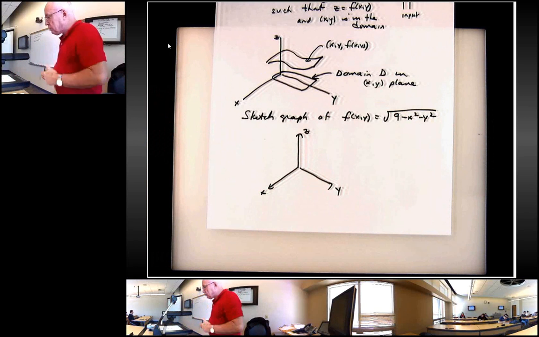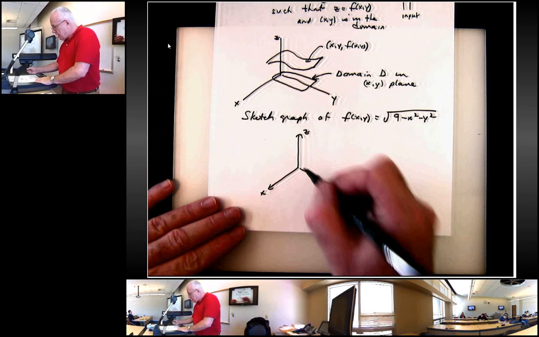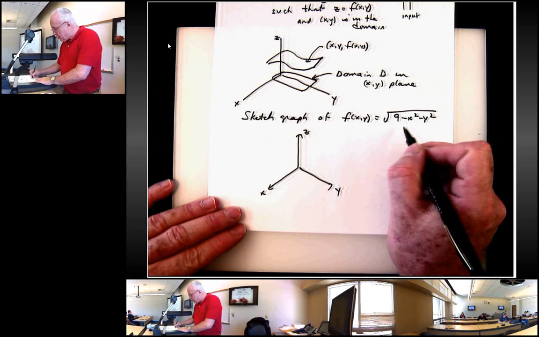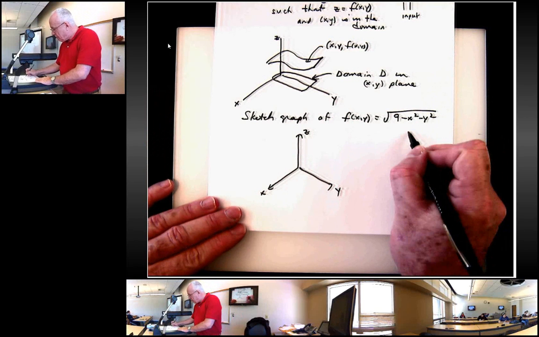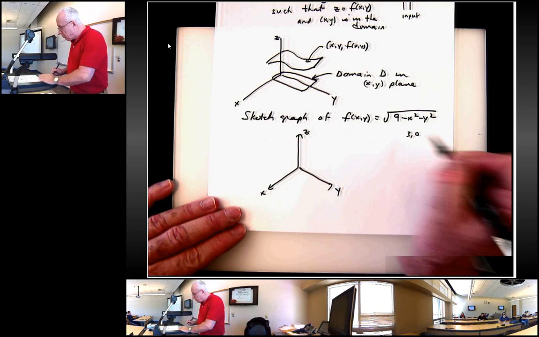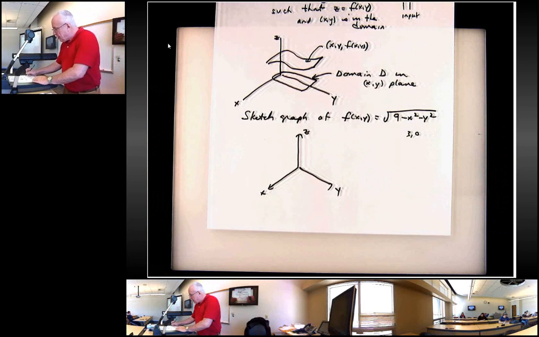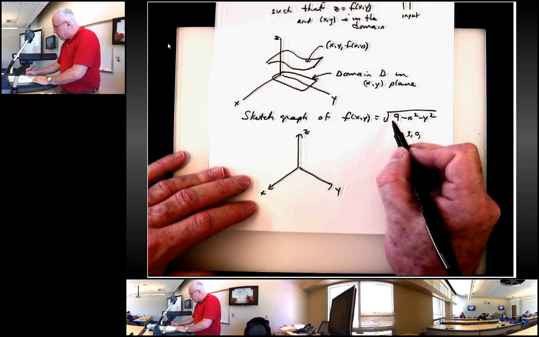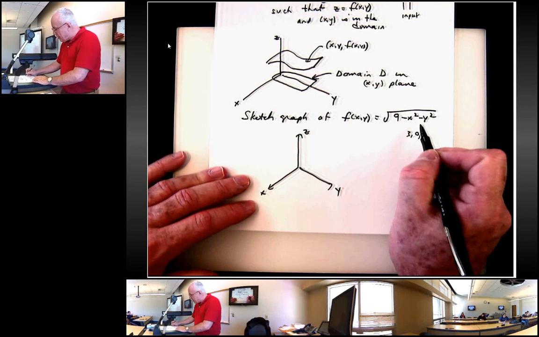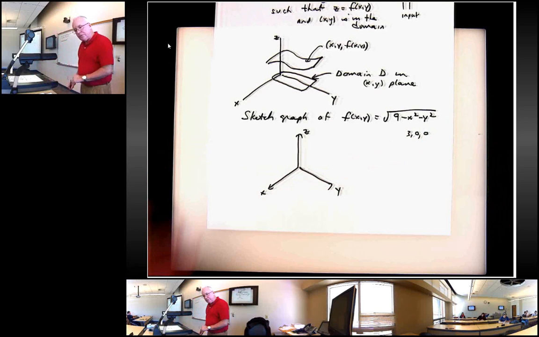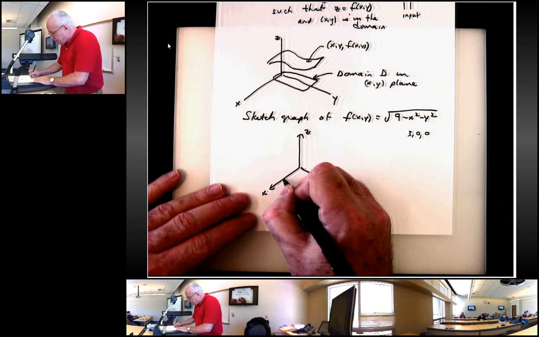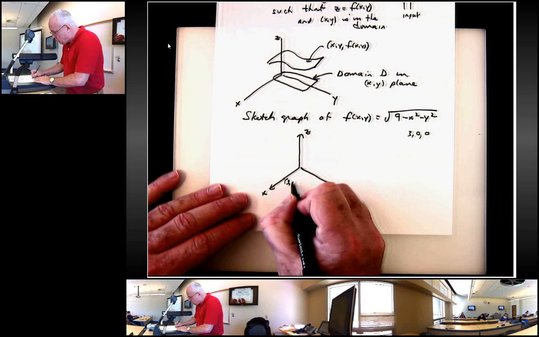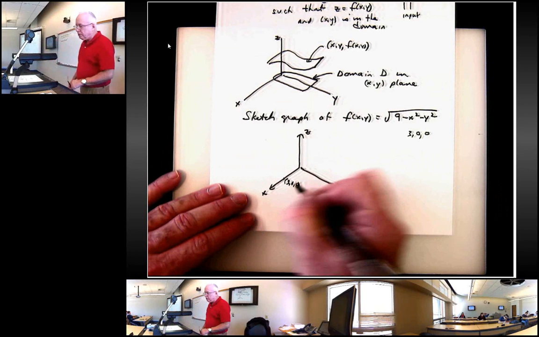Basically, let's just look at a couple of points here. When x is 3 and y is 0, then this is going to be the square root of 9 minus 9. So z is going to also be 0. So say a point right here, x is 3, y is 0, z is 0.